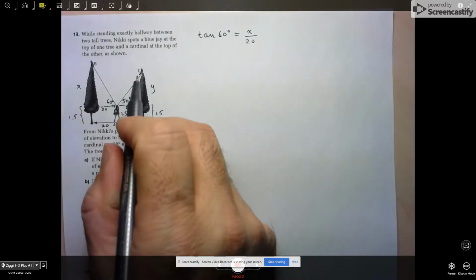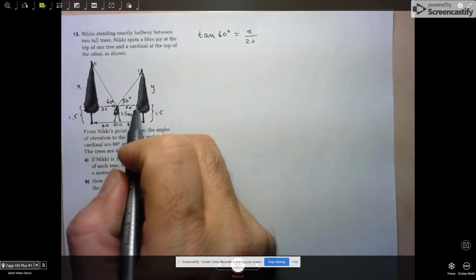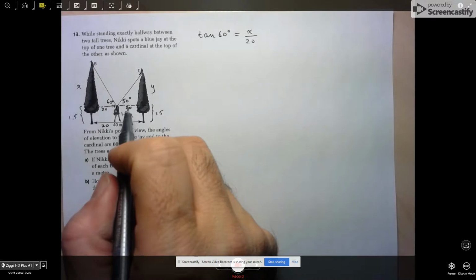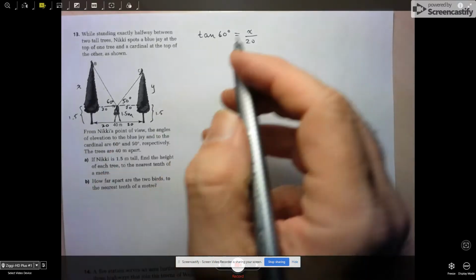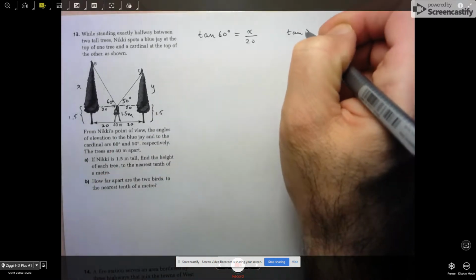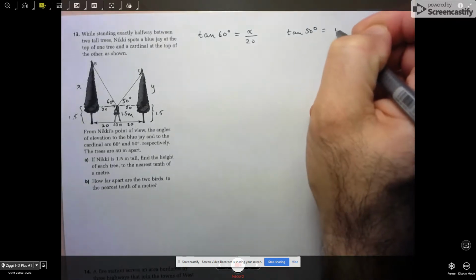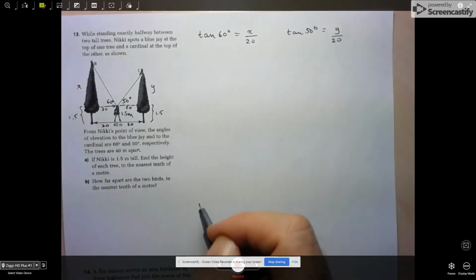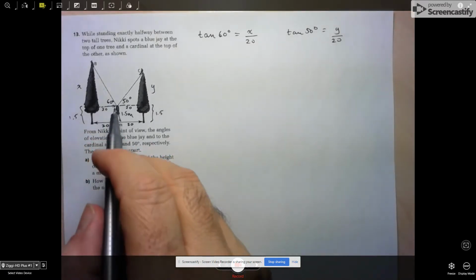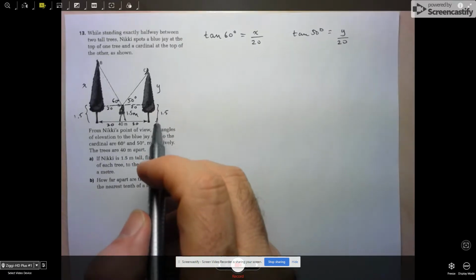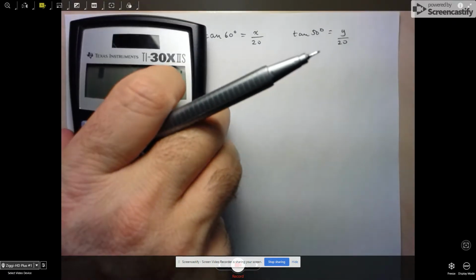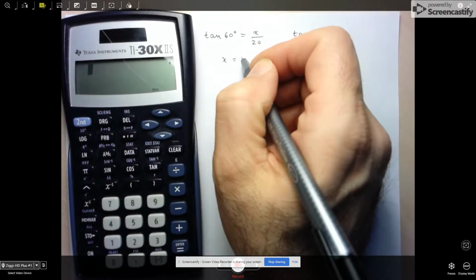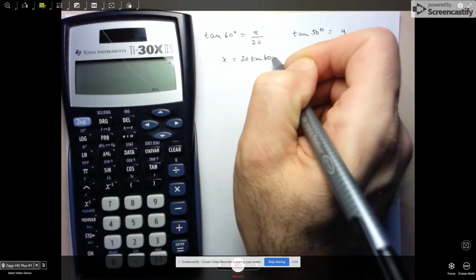And then we see I have a very similar scenario on this right angle triangle here, opposite and adjacent. So I can write tan of 50 degrees is equal to the opposite y divided by the adjacent, which again is 20. All right, so let's calculate these, and then from there we can just add 1.5 to each to get the height of the trees. All right, so let's do that here. So here x is just going to be equal to 20 times tan 60.